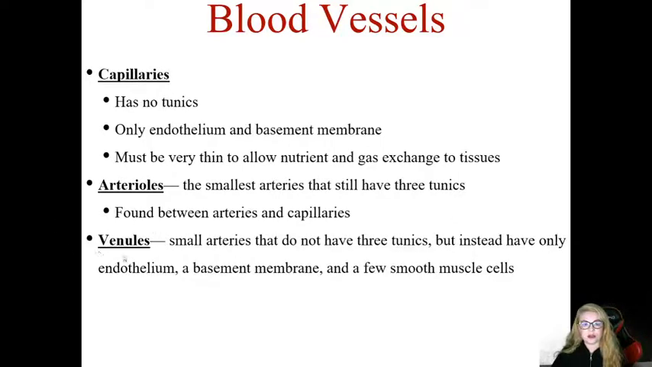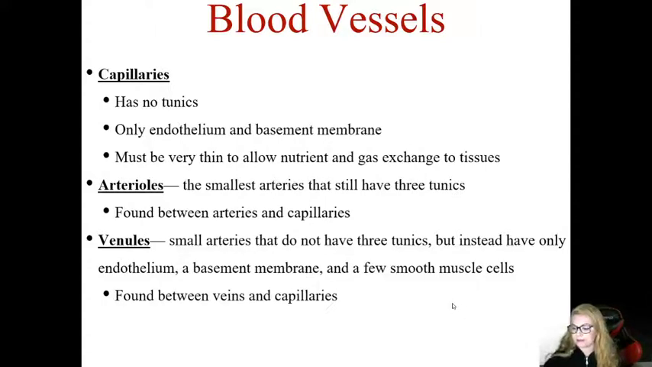Additionally, you have what's called venules. Again, probably a little less familiar term for you. It's a small vessel that does not have three tunics, but instead has only an endothelium, a basement membrane, and a few smooth muscle cells. These are found between veins and capillaries. So if you have a vein that's going to connect to a capillary, you're going to find a venule at that junction.